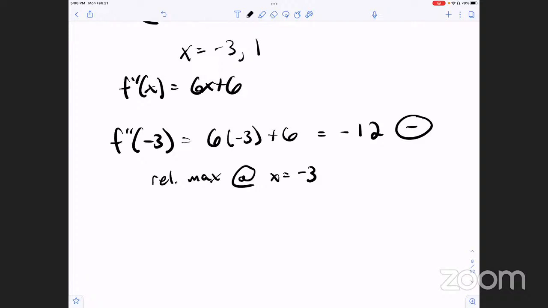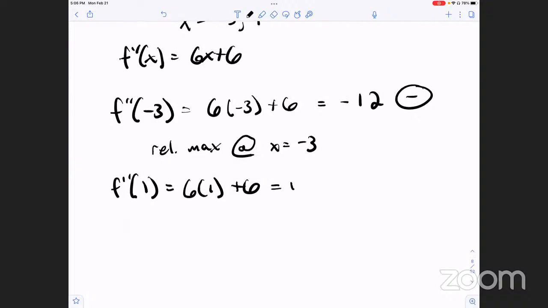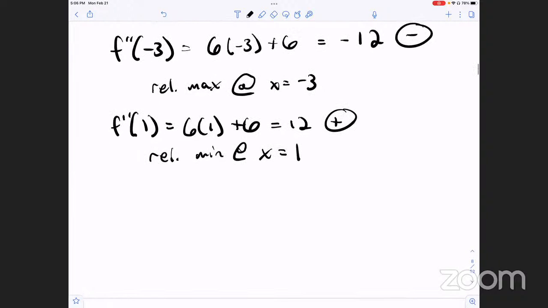And we should still verify it with the first derivative test. Let's evaluate f double prime of 1. That's going to be 6 times 1 plus 6, so that's 12, which is positive. So the second derivative is positive at the second point, which means our graph is concave up at that point. So it should be a relative minimum at x equals 1. And then we can use the first derivative test to verify. Let's use the first derivative test really quick.